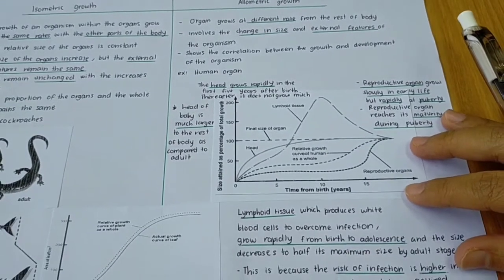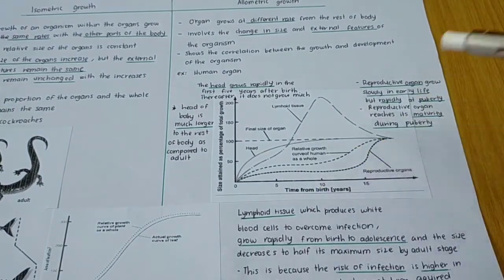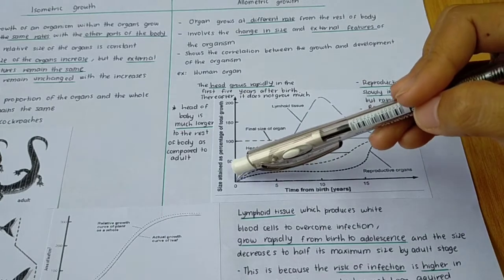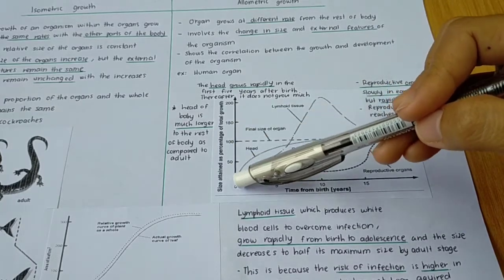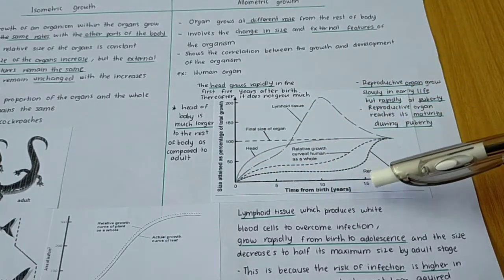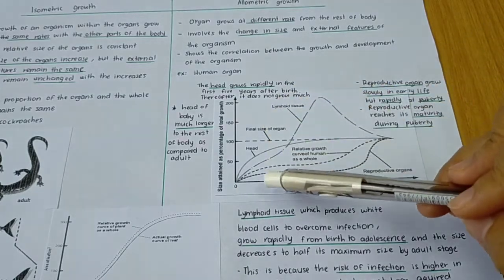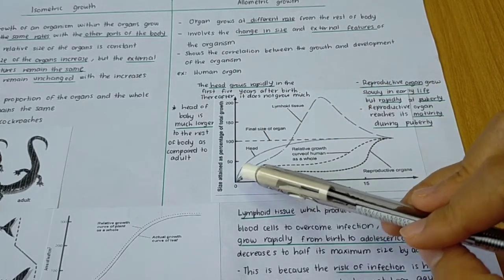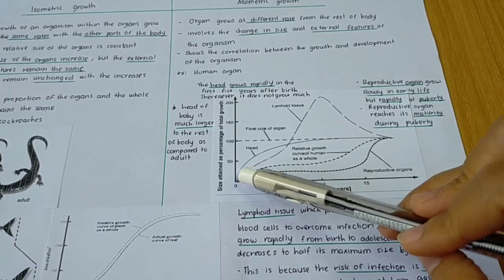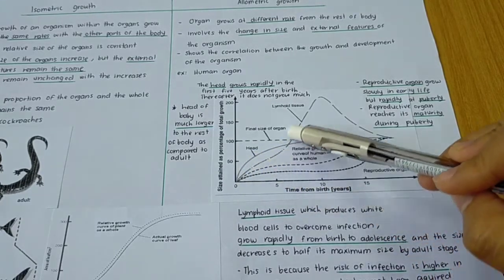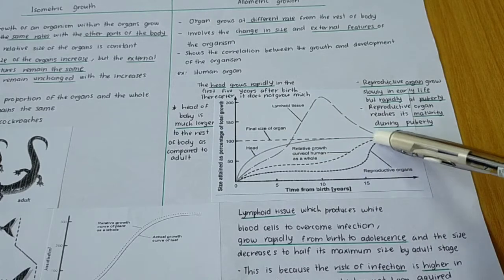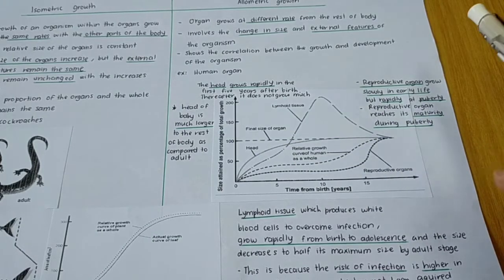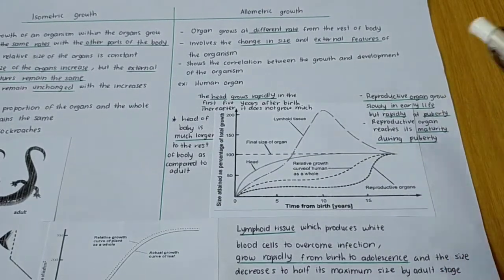So kalau kita tengok based on the graph here, okay, so this is the size attained as percentage of total growth against time from birth or years. Okay, so kalau kita tengok dekat sini, based on graph, dia ada menunjukkan bahawa berlakunya development of head here, lymphoid tissue, and the other one is reproductive organ. So yang ni yang kita katakan sebagai organ grow at different rate from the rest of body. Maksudnya dia grow secara rate yang berbeza.